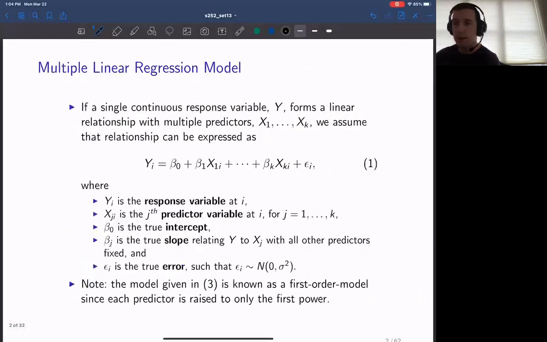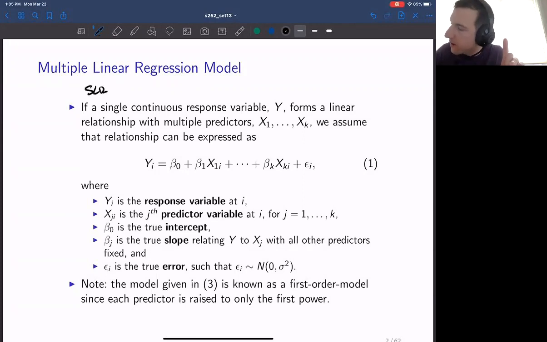All right, what is the multiple linear regression model? So the multiple linear regression model is a direct extension of the simple linear regression model. The simple linear regression model, actually, it's better put this way, is a special case of the MLR model. So SLR occurs when k is equal to 1.